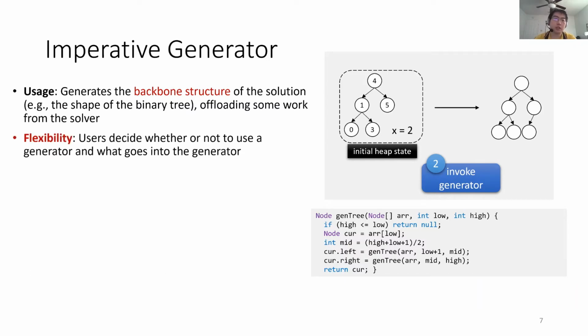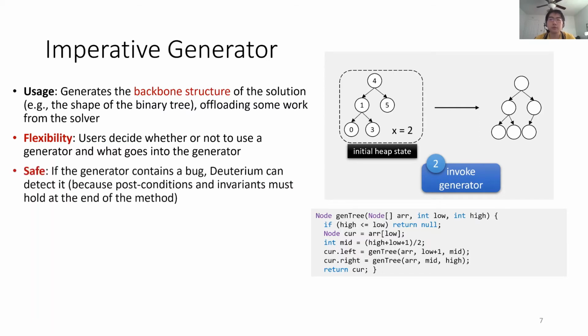Deuterium is flexible in terms of how to use generators. Basically, users decide whether or not to use the generator and what goes into the generator. That can be very different from case to case. And using generators is also safe. So basically, if the generators contain a bug, Deuterium can detect it because the postconditions and invariants are always checked at the end of the method.